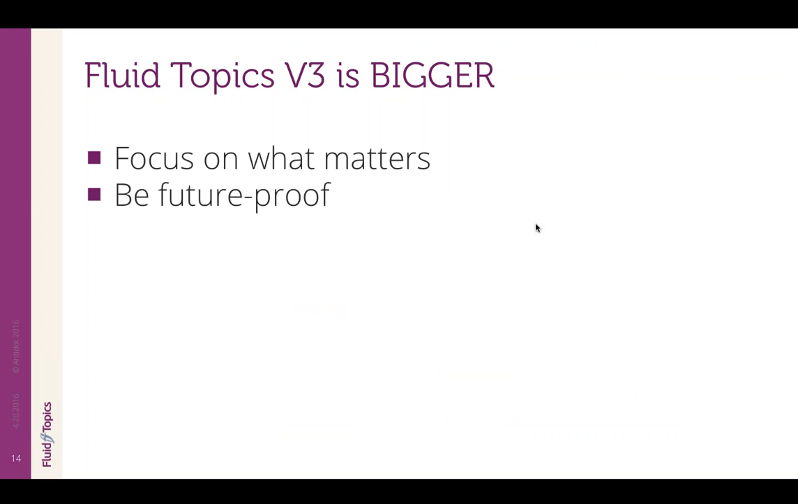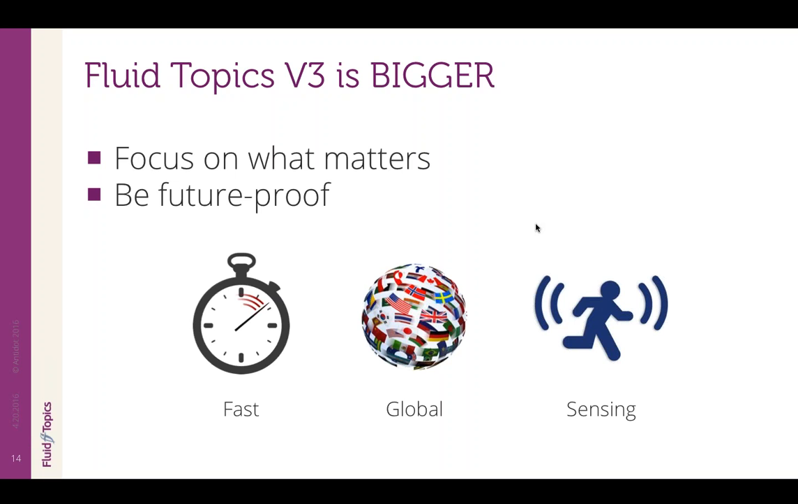But instead of rushing for even more features that your users may not even need, we have wondered what was essential. What are people really expecting at first? What is it that truly matters to them? And what do you need to get ready for the future? Those were the questions when we thought about redesigning Fluid Topics. And we think there are 3 key things. It must be fast, global, and it must be sensing.